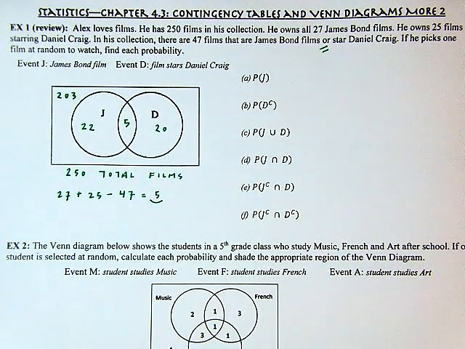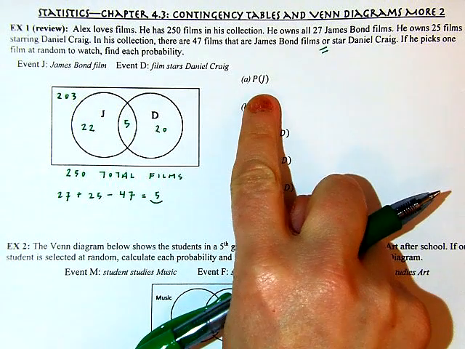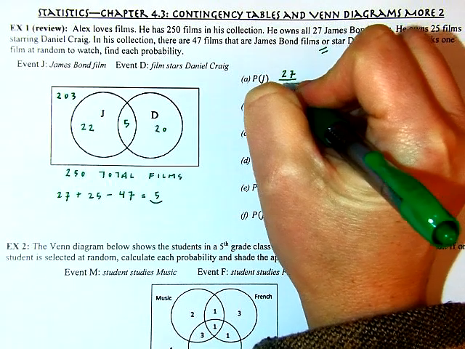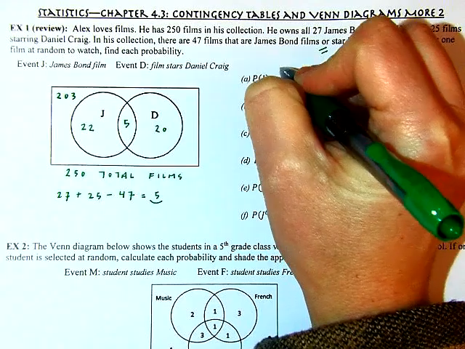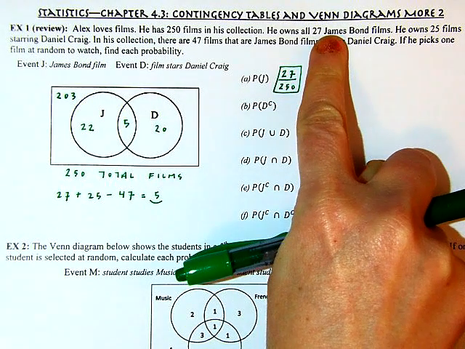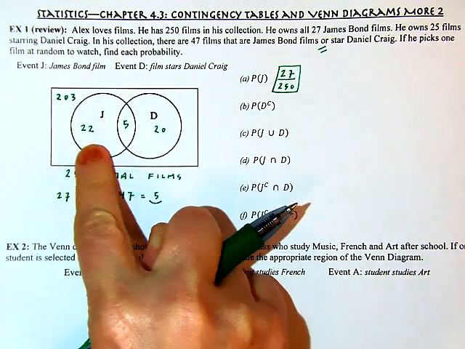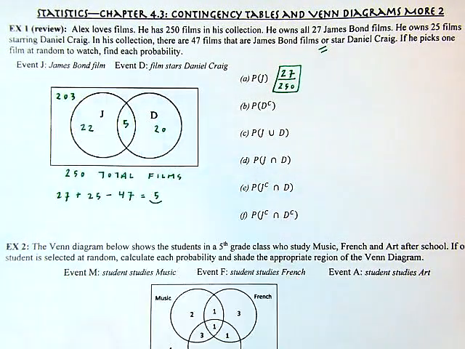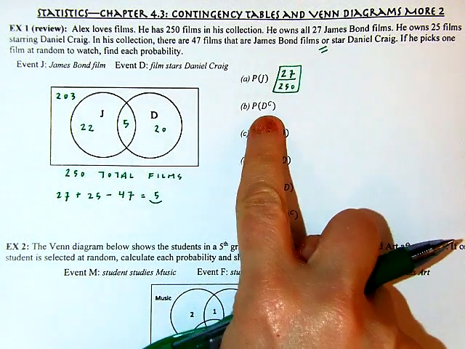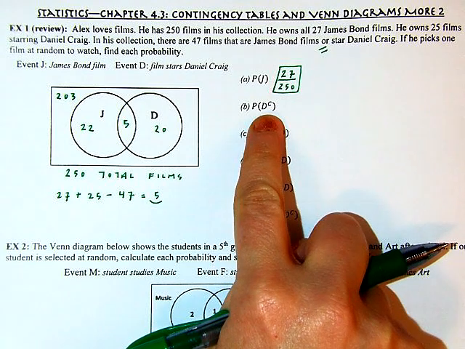Okay, so I've allocated all of my values to my Venn diagram, and now I'm just calculating these probabilities. So probability, it's a James Bond film. Well, 27 total, right, out of those 250 total films. So I'm taking my total for James Bond, I can take it here, or I can add up everything in this circle right here, 27. It does not reduce.